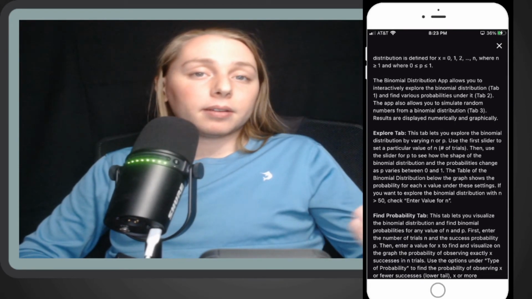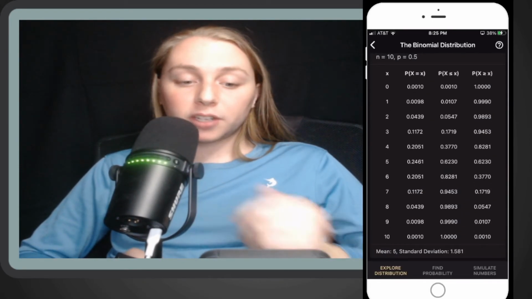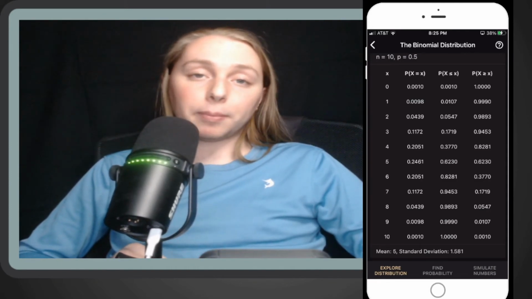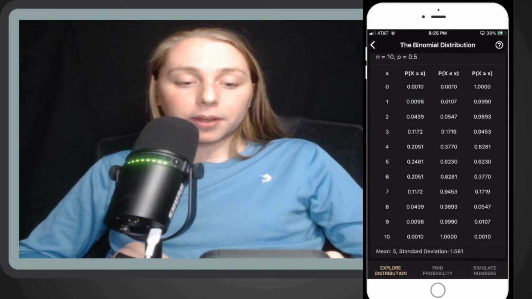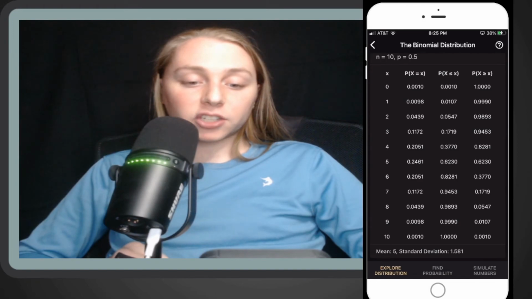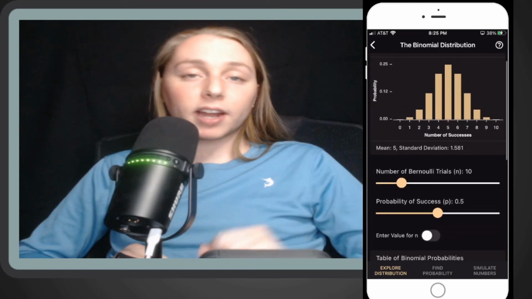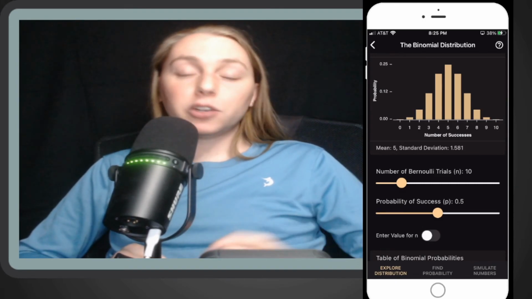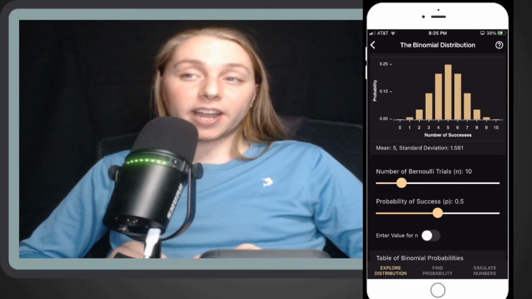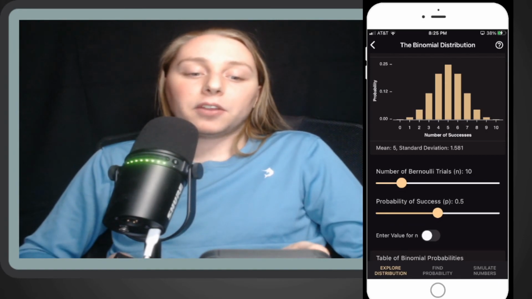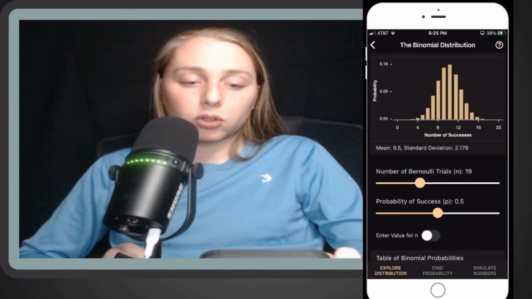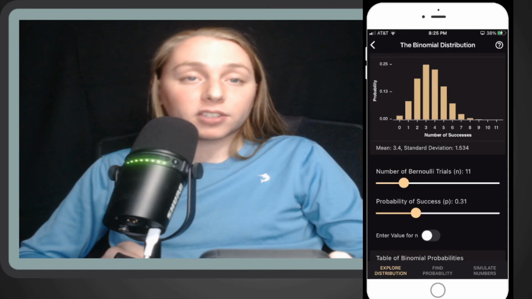Just like our normal distribution, the mean and the standard deviation are still really important, and you can see at the very bottom here the mean of 5 and the standard deviation of 1.581. If you scroll up, that's also directly under our graph, so make sure you keep that in mind because it's important for the future and for looking at how the graph changes as you change the number of trials or the probability of success.